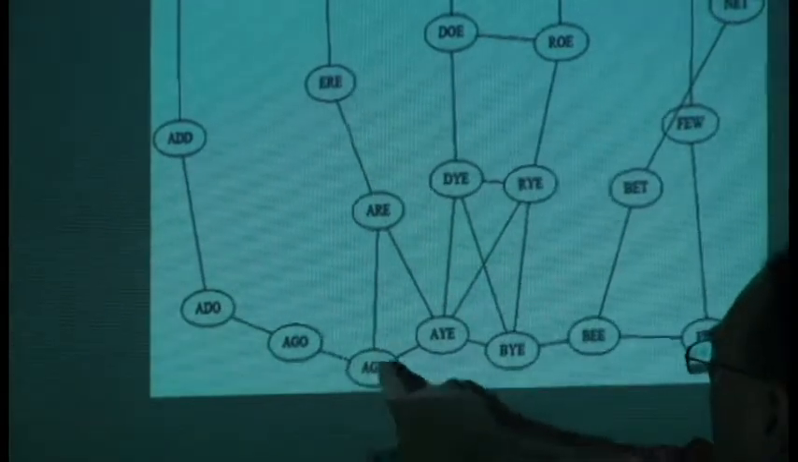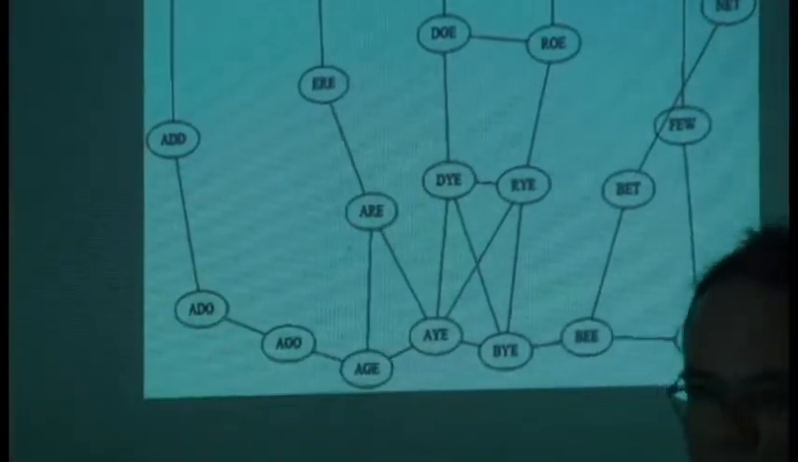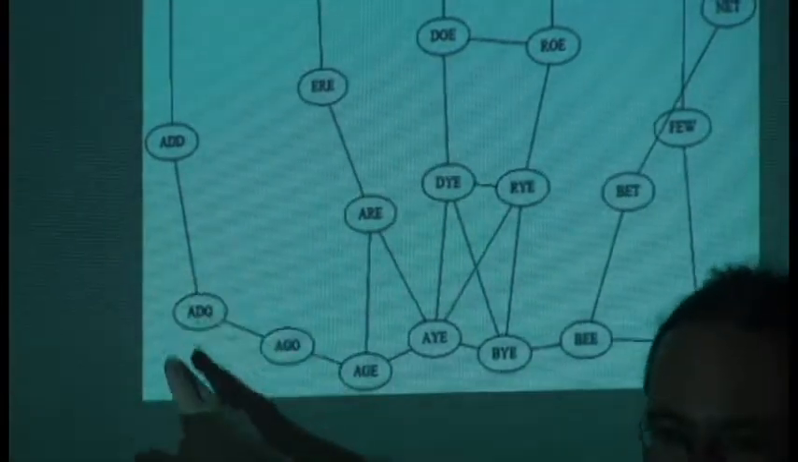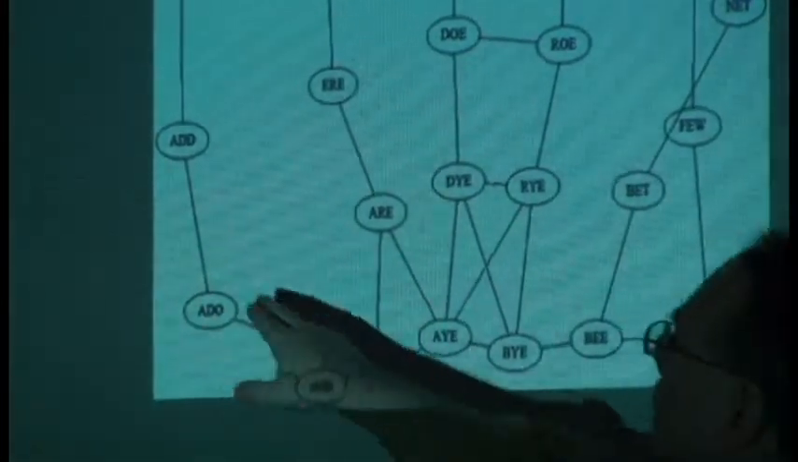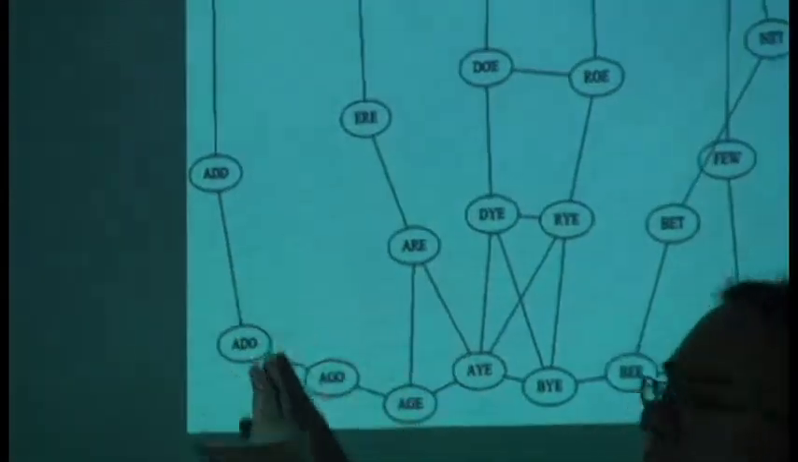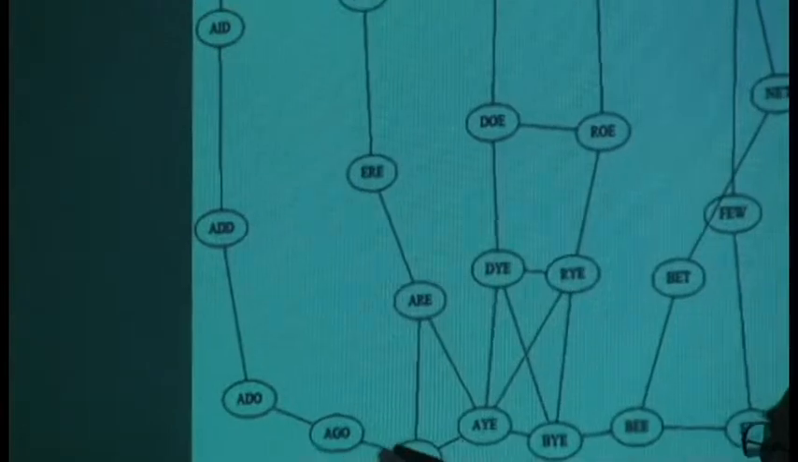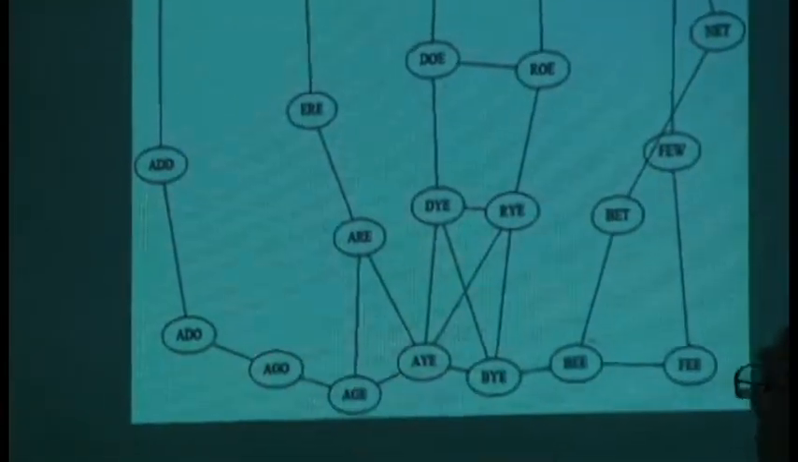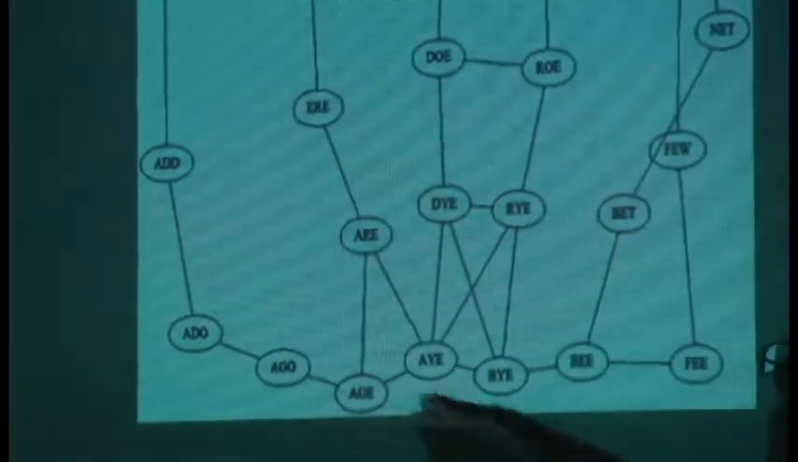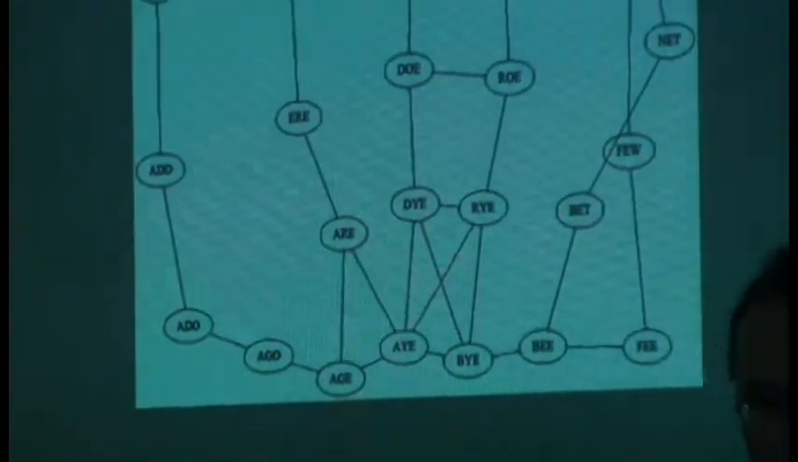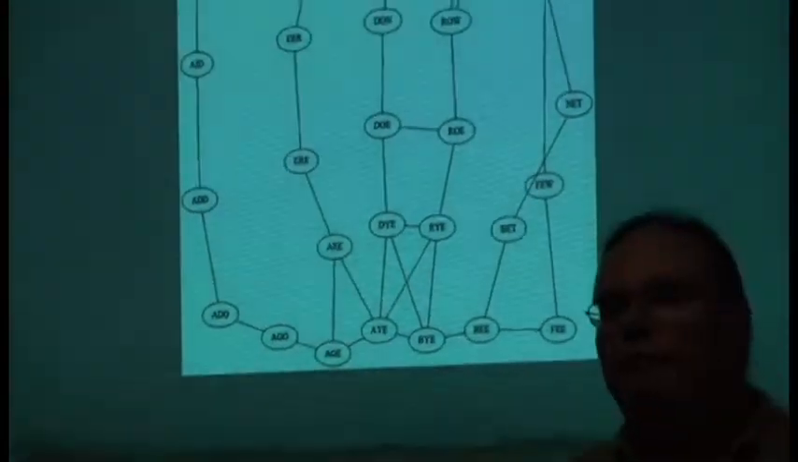Okay, now every place that I can get with a one, I then say, well, where can I further get? Can I get to a place that I haven't been before? Well, yeah, I can get to the word "add" by an additional step. So that would be two. I would put the number two on "add". And I can get to "age" in two. And then I can get to "R" in three, "I" in three, "eight" in three, and so on and so on. So I put numbers all over the place in this graph.